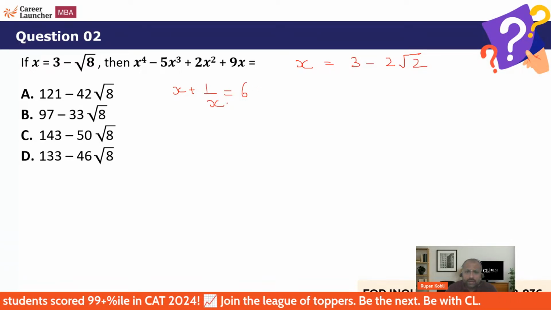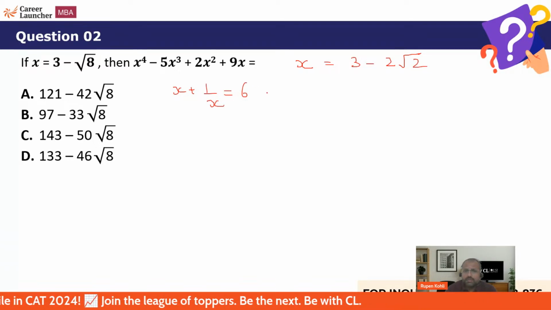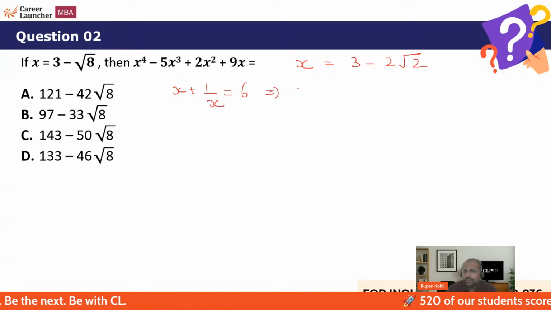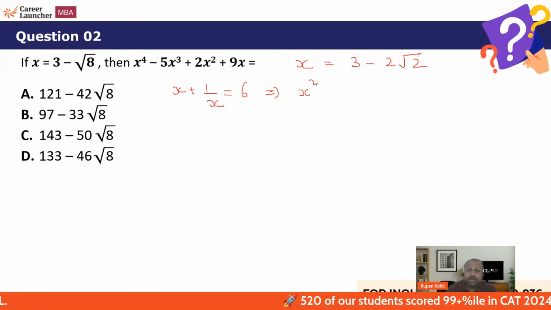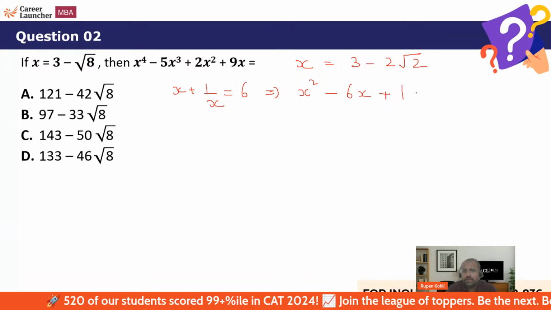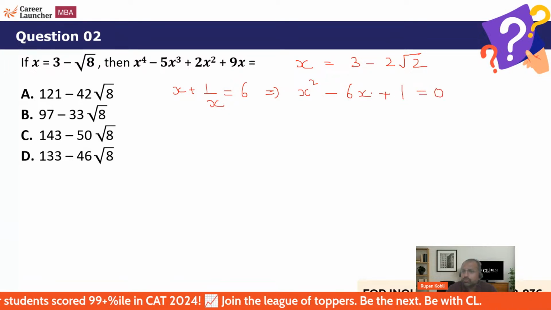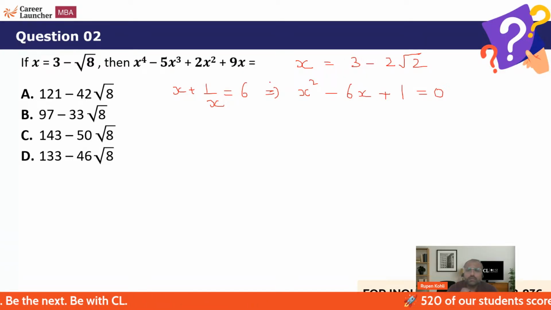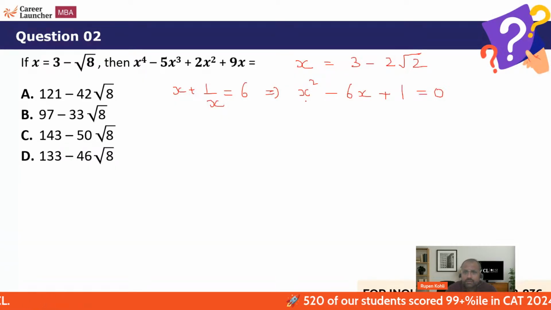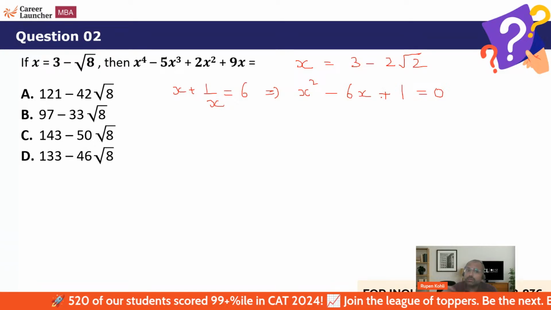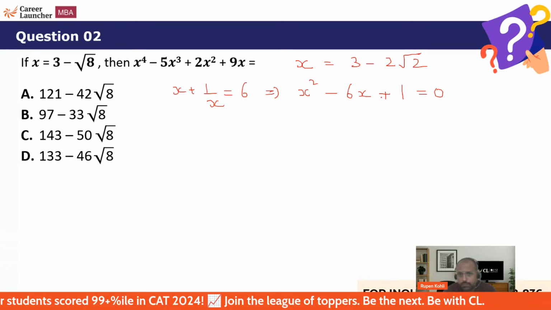And now if we go on to further simplify this equation, then we'll have a quadratic equation in x, right? Which would be x square plus 1 is 6x, or x square minus 6x plus 1 is 0. So this quadratic has two roots, one of which is 3 minus 2 root 2, which is the value for which we have to find the value of this expression. What I'm trying to say is that this quadratic equation also has a root 3 plus 2 root 2. But remember, x is not 3 plus 2 root 2, but 3 minus 2 root 2.